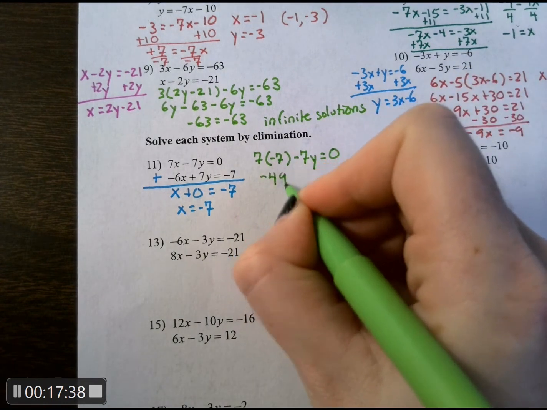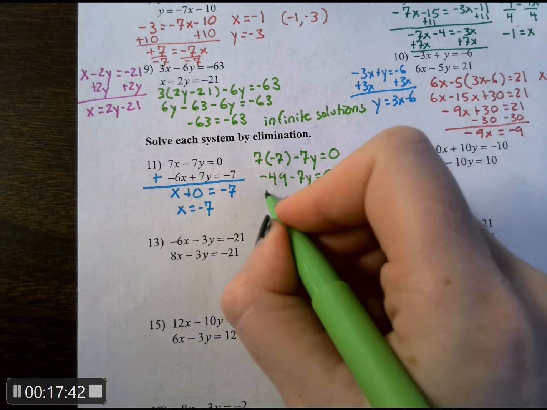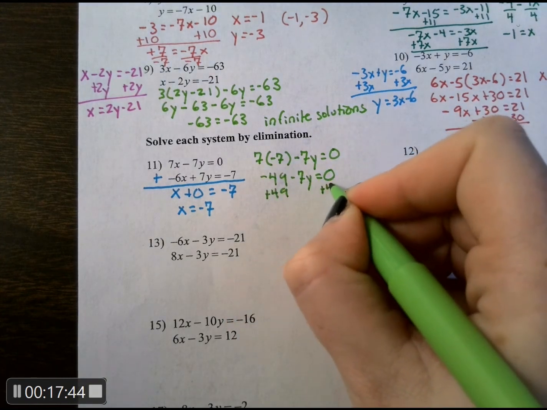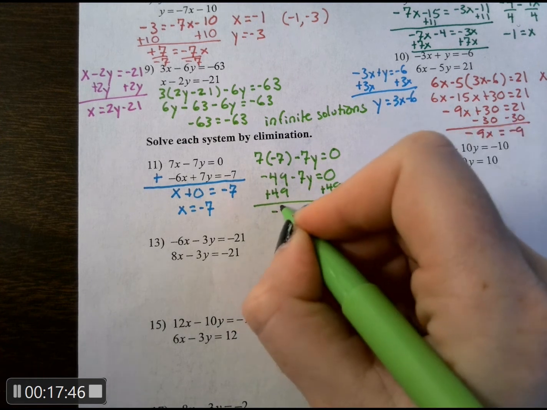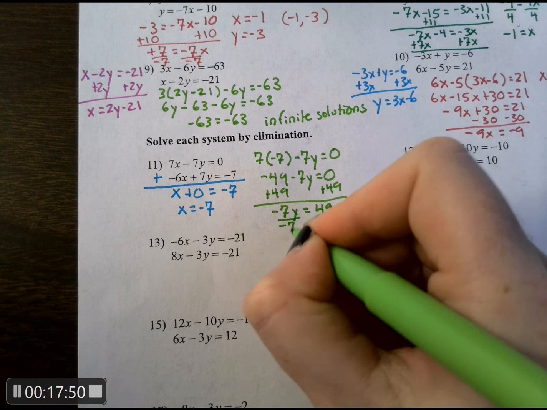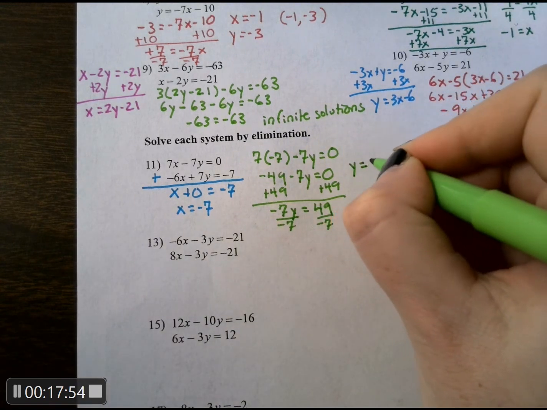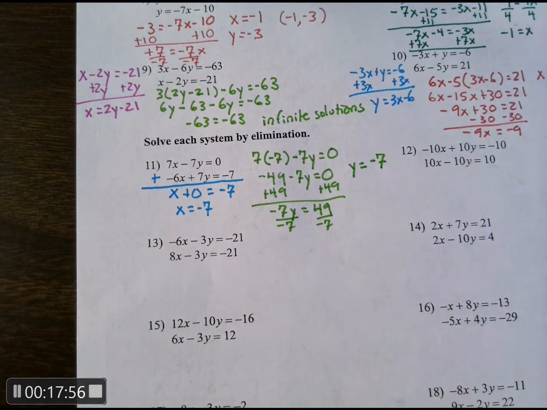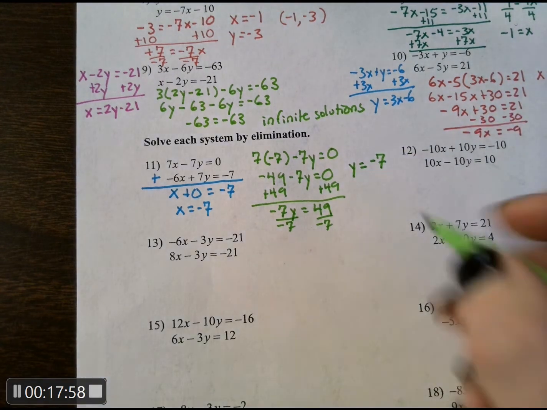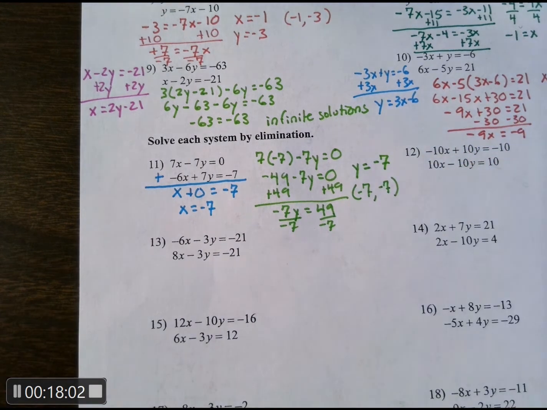So we have negative 49 minus 7y equals 0. I'm going to add 49 to both sides. Get negative 7y equals 49. Divide by negative 7. So y equals negative 7. So then our coordinate point is negative 7, negative 7.